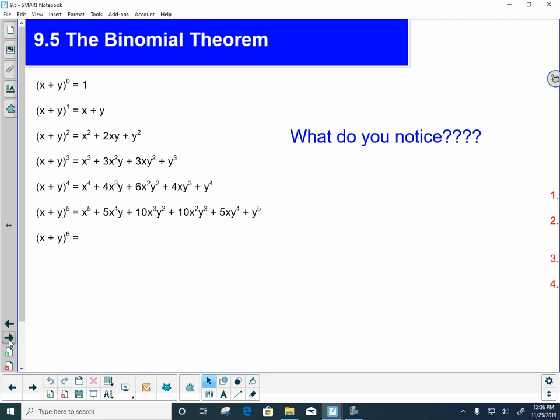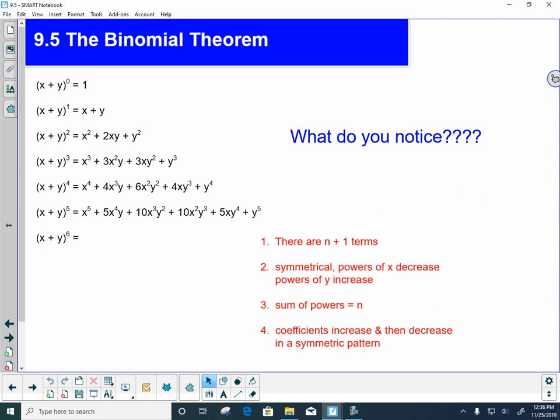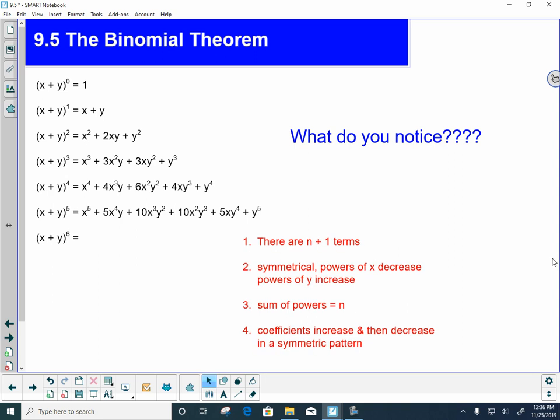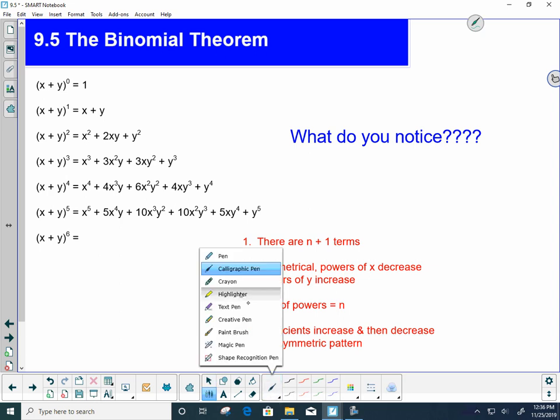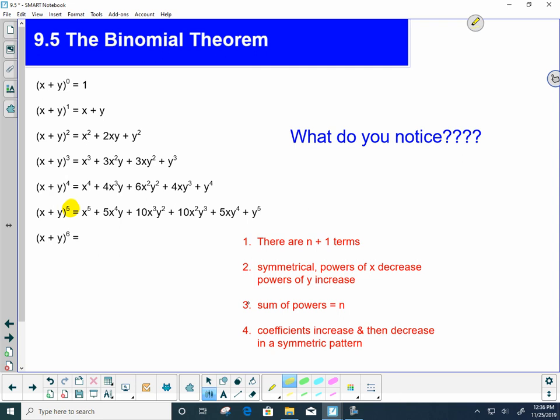two terms. I took my x plus y and I raised it to various powers. And there's some things that you should notice when you're looking at this. There's powers that definitely occur, and so I've highlighted some of those patterns. First of all, there are n plus 1 terms. When I raise something to the 0 power, I have 1 term. When I raise something to the first power, I have 2 terms. If I'm raising something to the 5th power, I actually have 1, 2, 3, 4, 5, 6 terms. So there's always one more term than the degree that I'm raising it to.